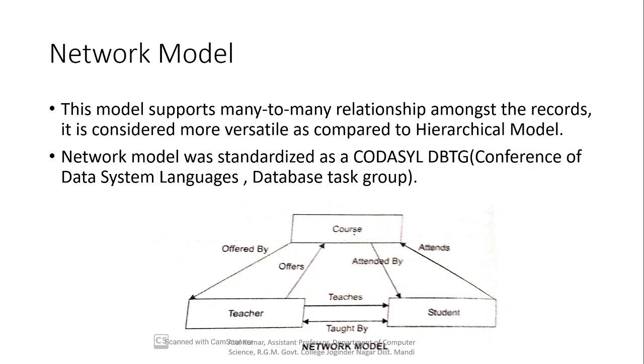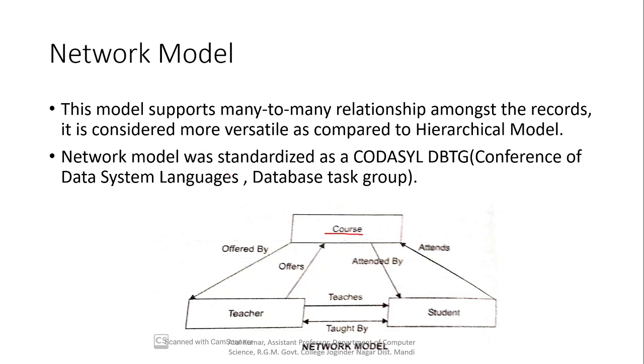It is the same as I have discussed in the hierarchical model, but in the hierarchical model there is no relationship between teacher and student, due to the tree structure. In the network model we have a graph data structure, and in a graph data structure we can create a link between any kind of record. So there is a link between teacher and student, but in the hierarchical model there is no relationship between teacher and student due to the tree structure. So this model supports many-to-many relationships among the records.